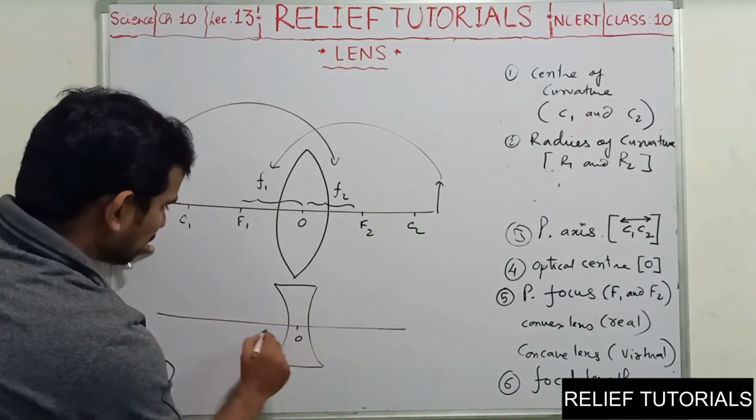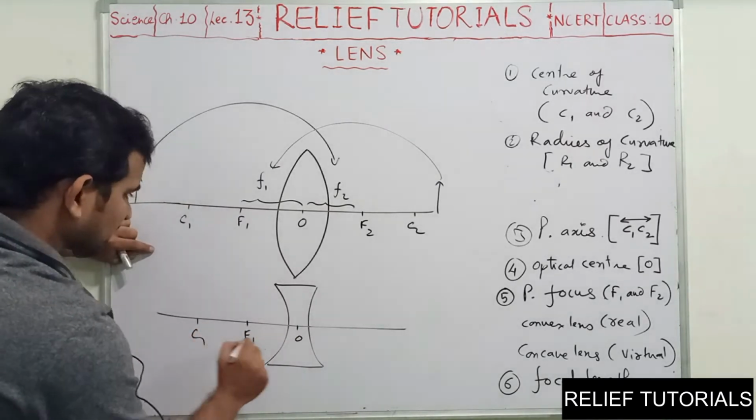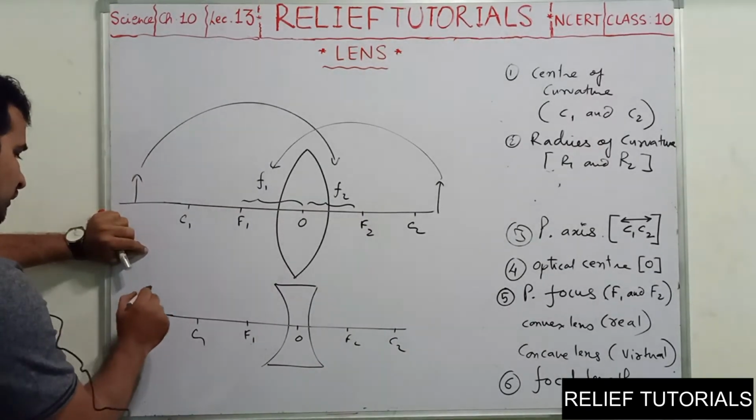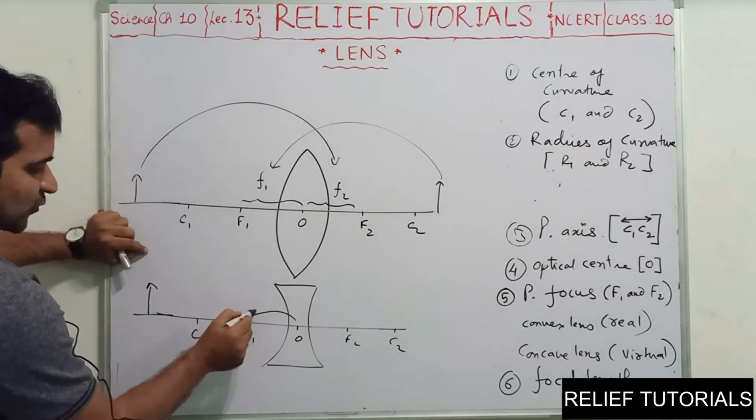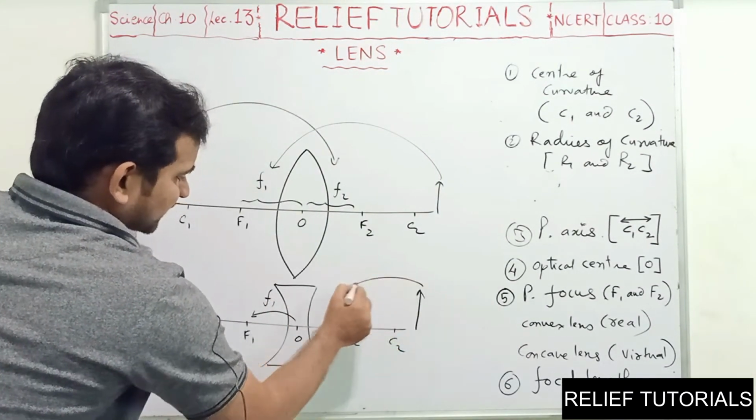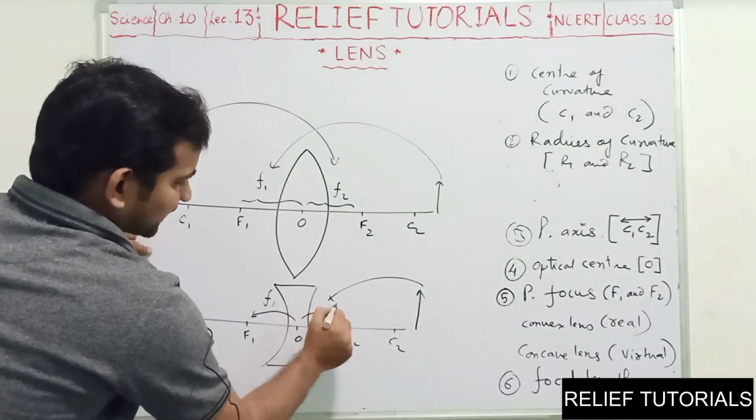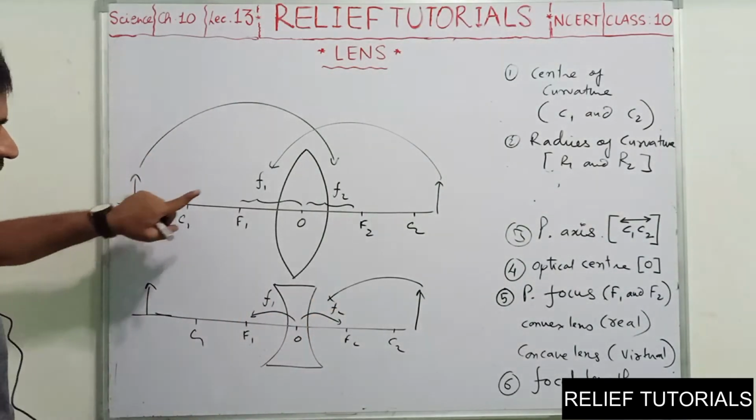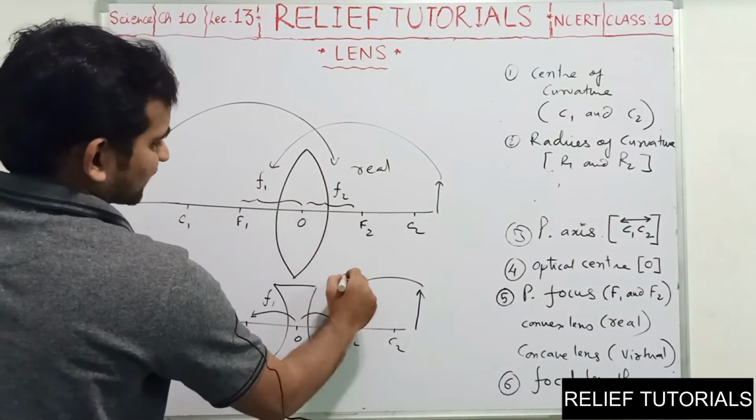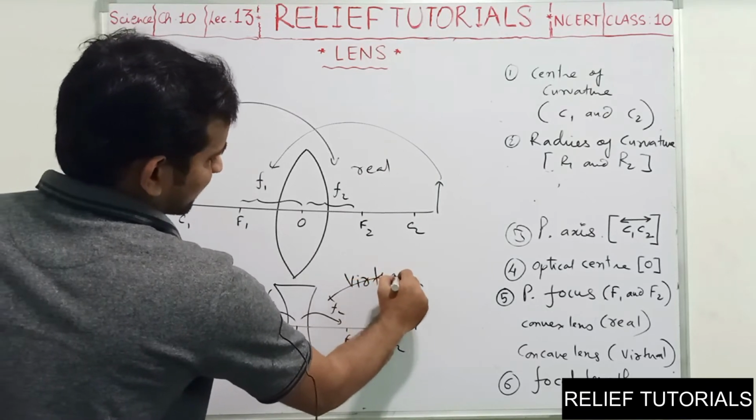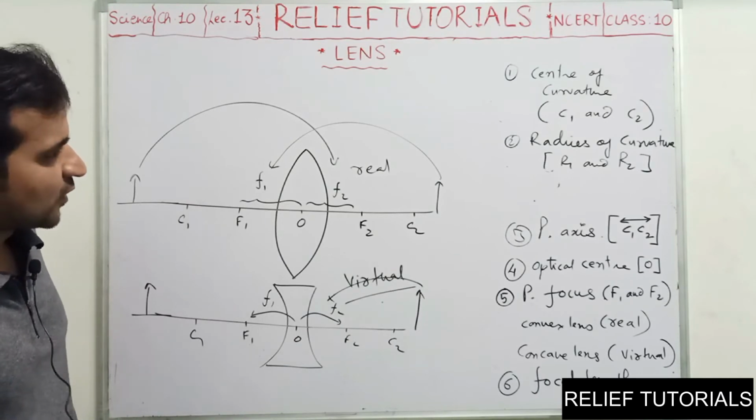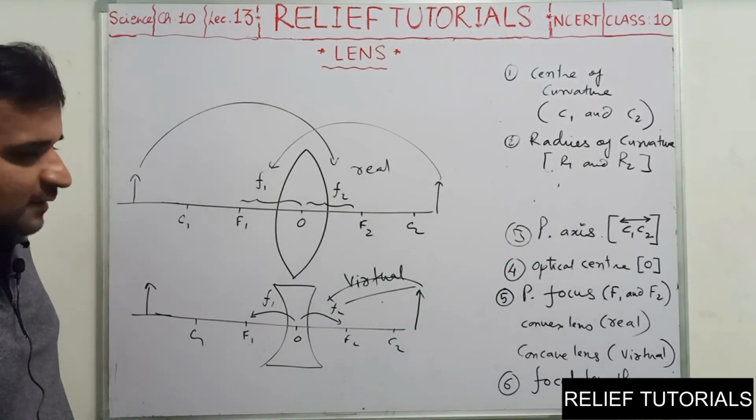They are virtual. O, F1, C1, F2 and C2. If you place the object on the left hand side, its focal length is also on the left hand side. And if you place the object on the right hand side, its focal length is also on the right hand side, F2. In the case of convex lens, focal lengths are real, and in the case of concave, focal lengths are virtual. So these are the 6 important terms which are associated with the lenses.